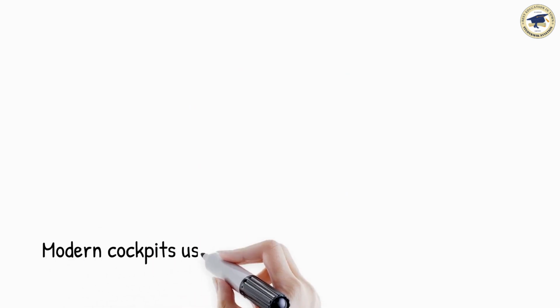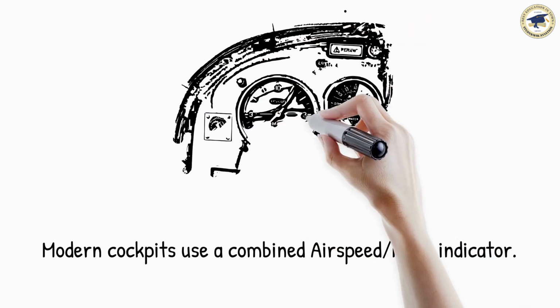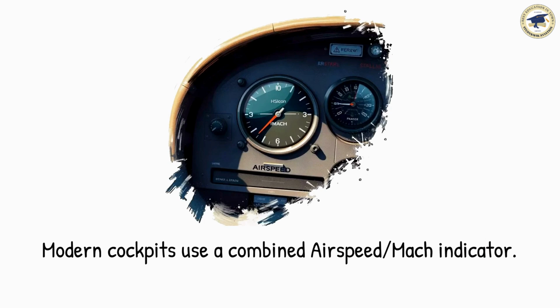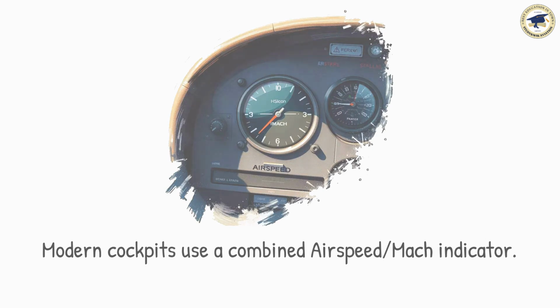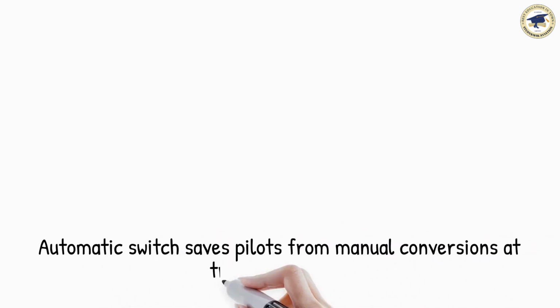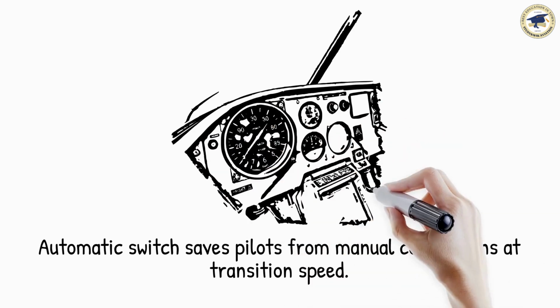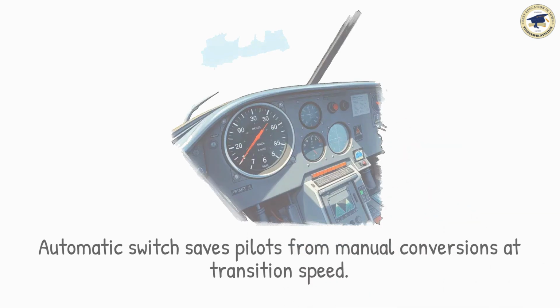In modern cockpits, the Mach meter is often combined with the airspeed indicator into one instrument called the airspeed Mach indicator. It automatically changes over from showing knots to showing Mach number once the aircraft climbs beyond a certain altitude. Usually around transition levels of 200 to 300 knots indicated airspeed. This saves the pilot from having to mentally convert between the two.